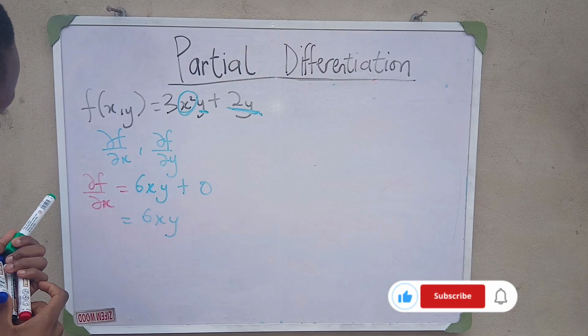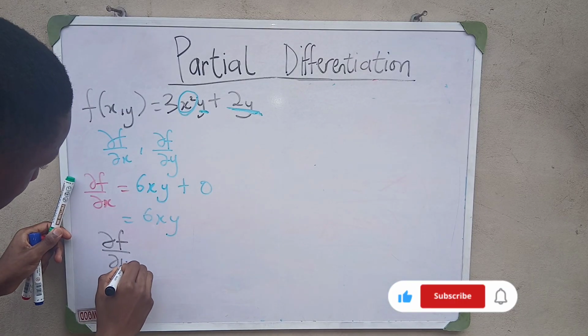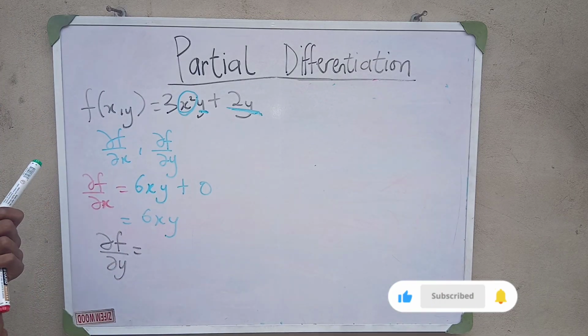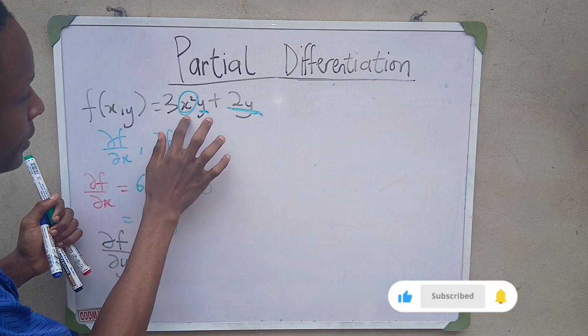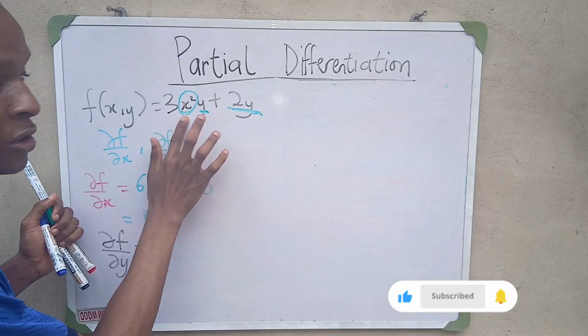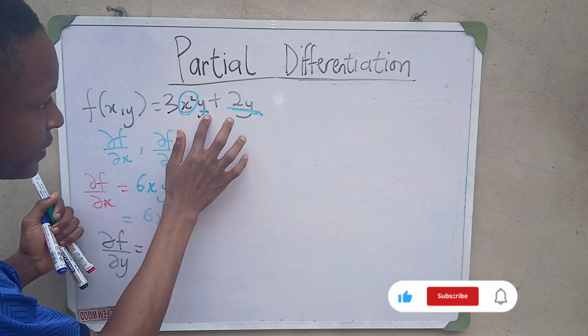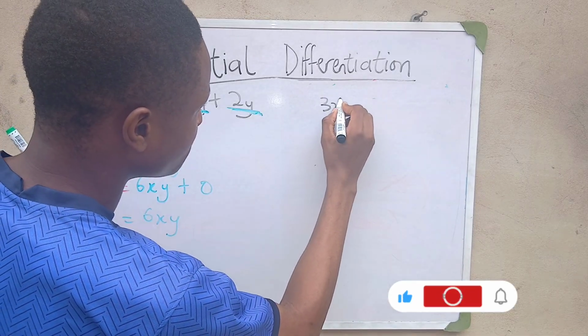Now, the second one is partial f over partial y. We'll do the same for y. Now we are going to be keeping x to be the constant here. So since x is the constant, we are not going to touch x. We are just going to differentiate y. So if we differentiate y, we'll be having 3x squared.